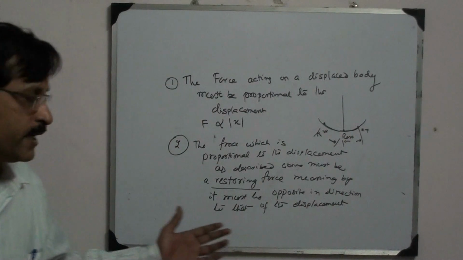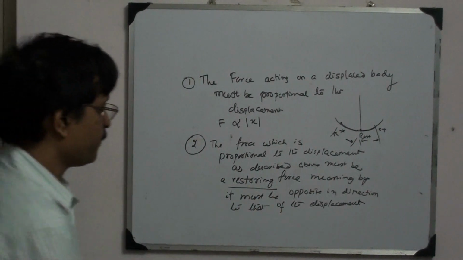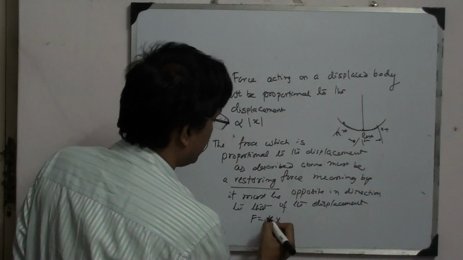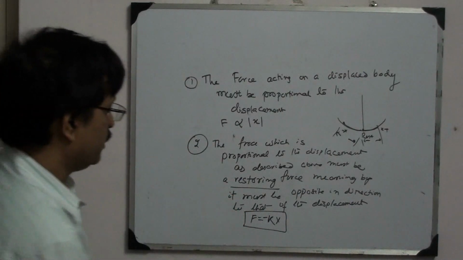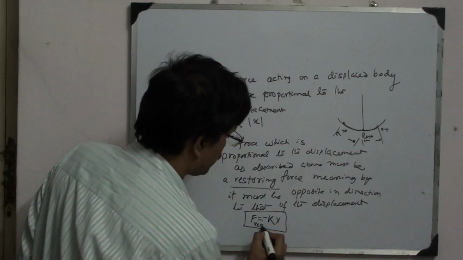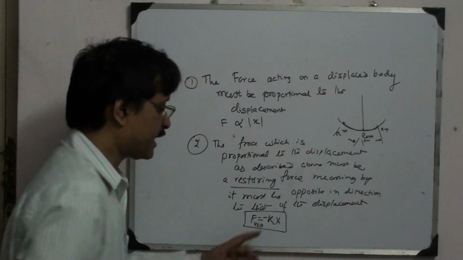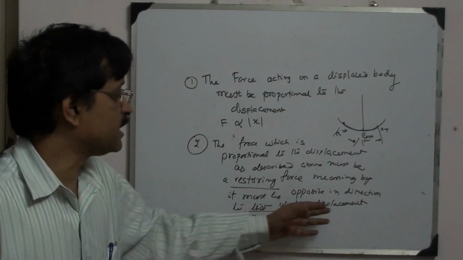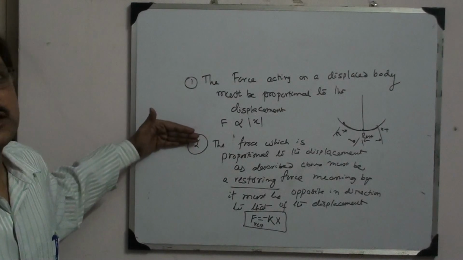Remember, displacement is a vector, so the force must be opposite to the displacement. F is equal to minus kx. This is often the formula. The restoring force, F restore, must be equal to minus kx, where k is a proportionality constant and x is the displacement caused. These are the two essential conditions for SHM.